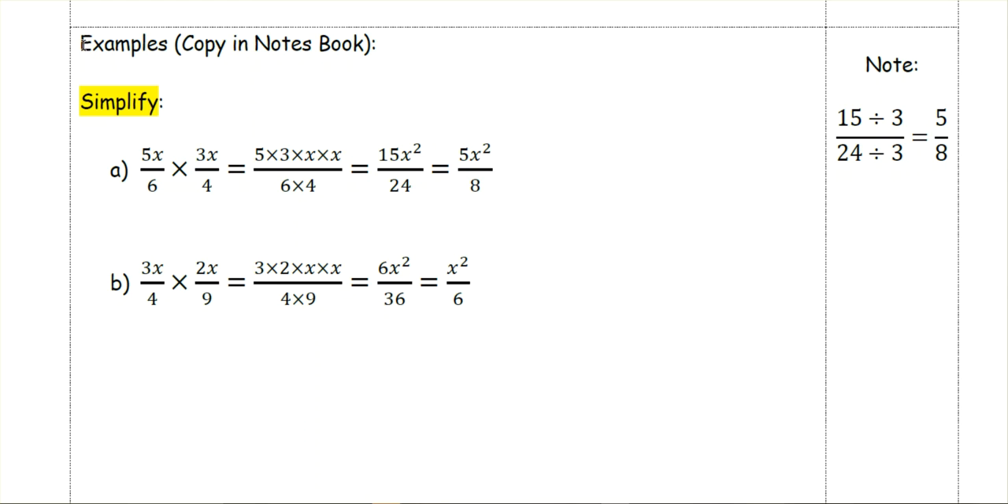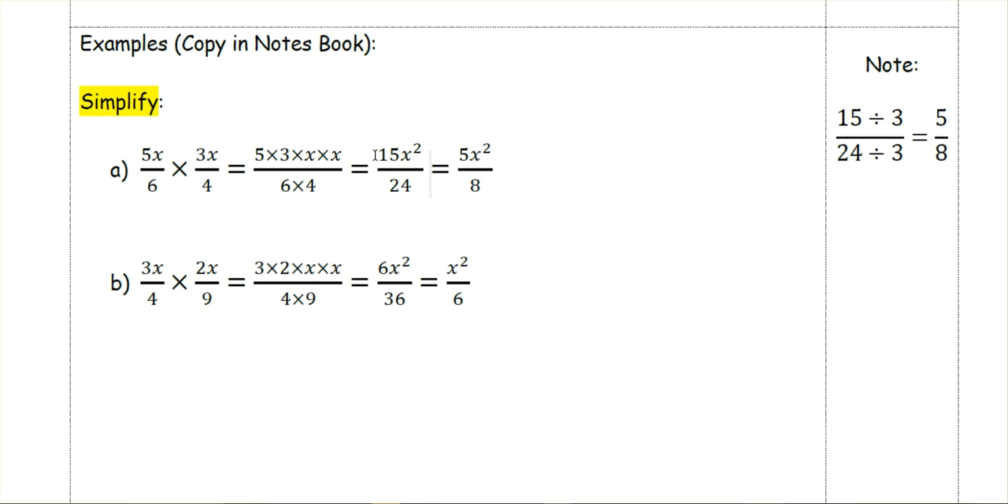So now the examples for today, which should be copied into your notes book, are these ones. So 5x over 6 times 3x over 4. When we multiply fractions, we times the top parts. So 5x times 3x, which we can write as 5 times 3 times x times x. So that becomes 15x squared. On the bottom part of our fraction, we have 6 times 4, which is 24.